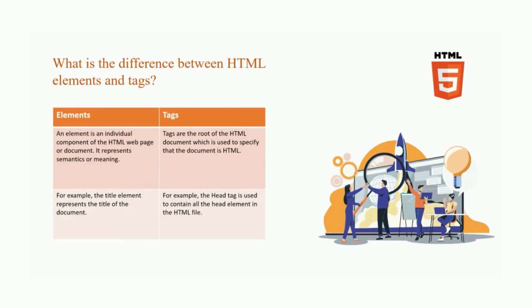Difference between HTML elements and tags. Elements: an element is an individual component of the HTML web page or document. It represents semantics, or meaning, whereas tags are used to specify that the document is HTML. For example, in elements, the title element represents the title of the document, whereas in tags, for example, the head tag is used to contain all the head elements in the HTML file.